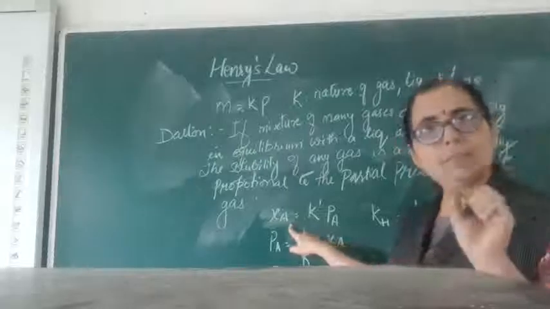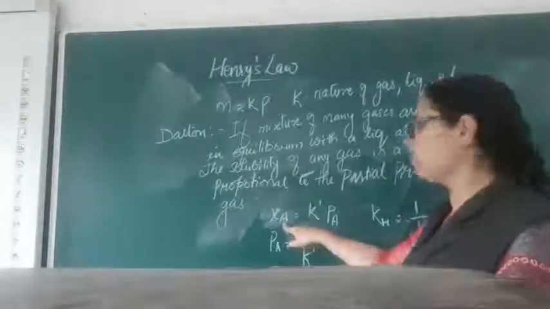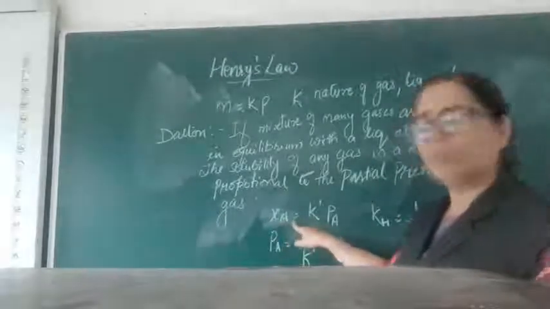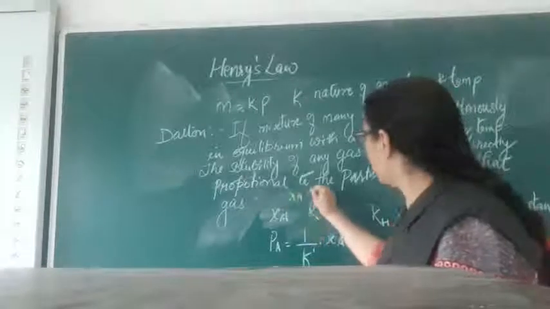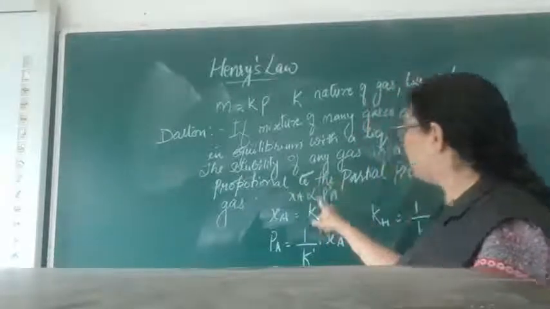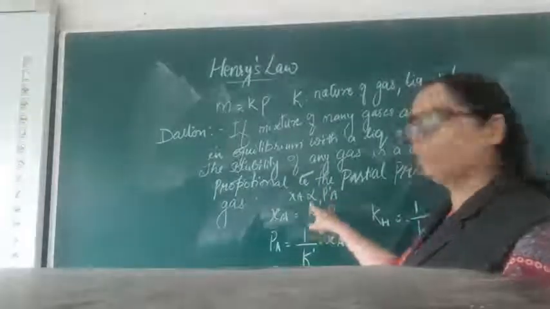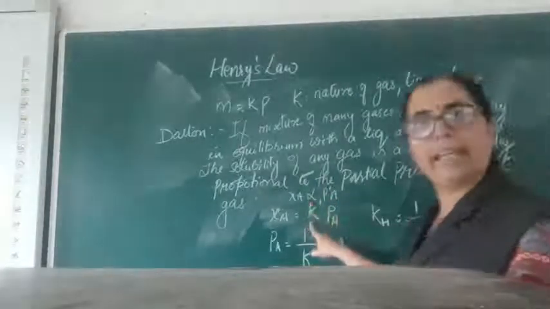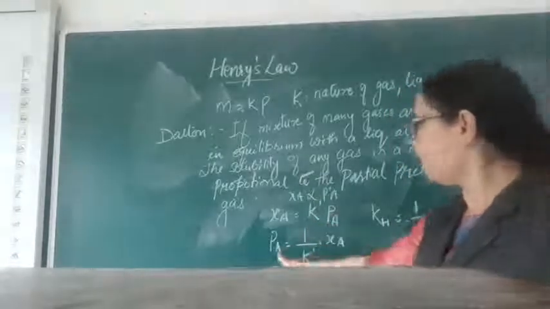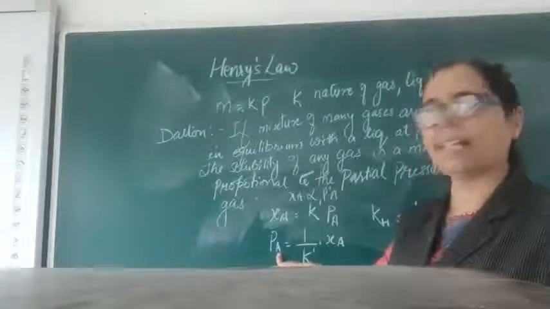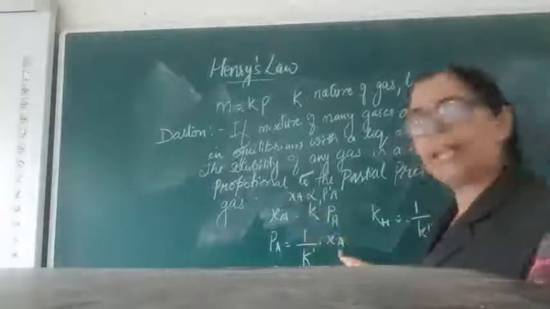XA is the number of moles of the particular gas, out of many, one gas, suppose A. Instead of equal, we can make a proportionality sign: XA is directly proportional to the pressure applied by the gas of that particular molecules. So in order to remove this proportionality sign, K is there, K is the proportionality constant. Now if we find the pressure applied by that gas, that will be equal to 1 upon K dash into XA.